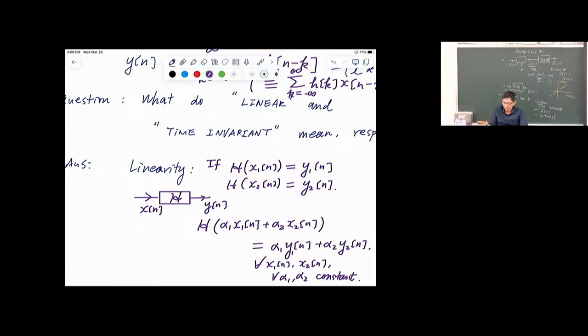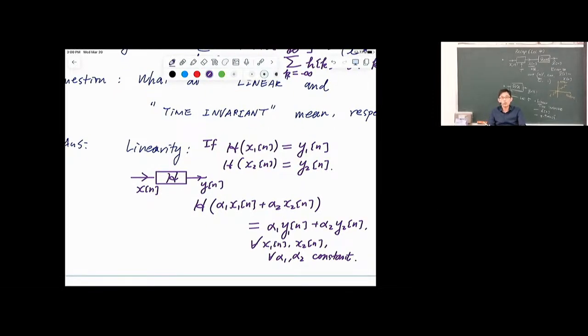That's what we mean. When this property is satisfied, we say the system is linear. It's about the relation between input and output. So far, so good. So that's how we define linearity in the discrete time domain.